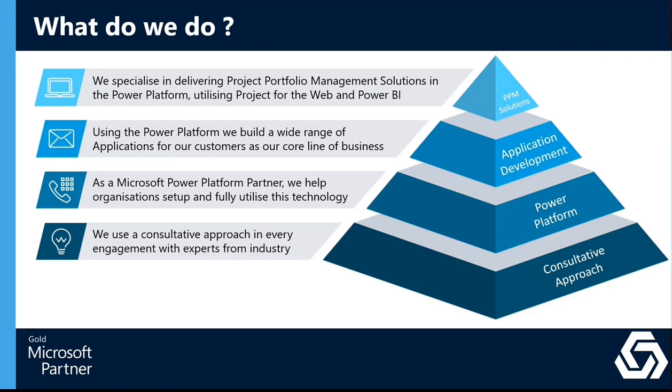So what do we do here at iCoTech? iCoTech Services, we're a Power Platform partner for Microsoft. We're a gold partner in project portfolio management. What we do is we specialize in delivering project portfolio management solutions using the Power Platform, which utilizes Project for the Web and Power BI, Power Automate, and all those solutions. That's really what we're good at here at iCoTech Services. We use the Power Platform for most of the things we do now, and we have a consultative approach. We've got quite a unique way of working with our customers.